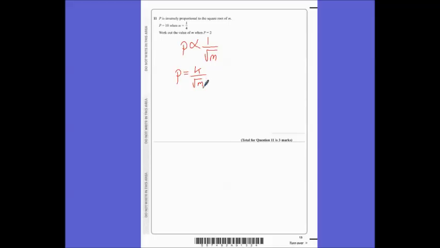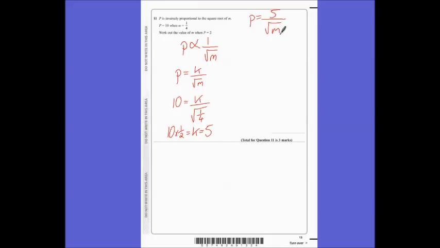If we put our values into that, we've got P is 10 when M is 1/4. Now the square root of 1/4 is 1/2, because 1/2 times 1/2 is 1/4. So we're divided by 1/2 there, so if we multiply the other side by 1/2, so 10 times 1/2 would equal K, and 1/2 of 10 is just 5, so K equals 5. So our formula that we're going to use is P equals 5 over root M.